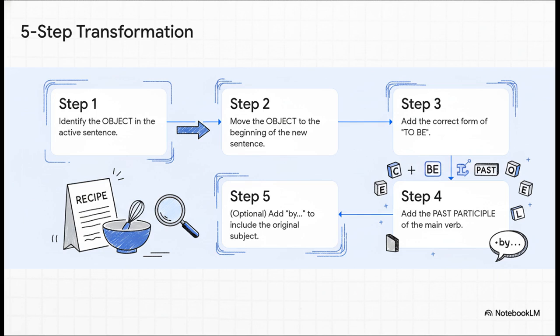4, you add the past participle of the main verb. And then step 5, and this one's totally optional, if you still want to say who did it, you can tack them on at the very end with the word by. It's like a recipe you can follow every time.